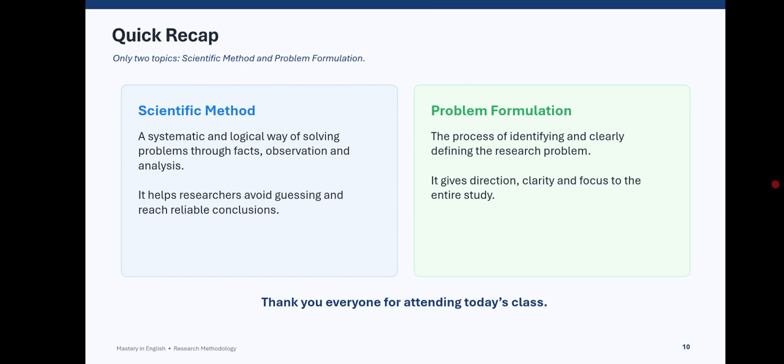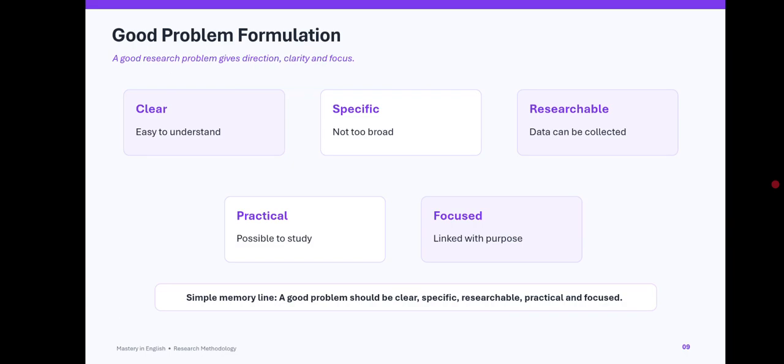Next, we have the difference between scientific method and problem formulation. Scientific method helps to solve the problem scientifically, and problem formulation identifies and defines the problem. Scientific method uses facts and analysis methods, and problem formulation gives direction to the research. Scientific method follows logical steps, and problem formulation clarifies the research focus.